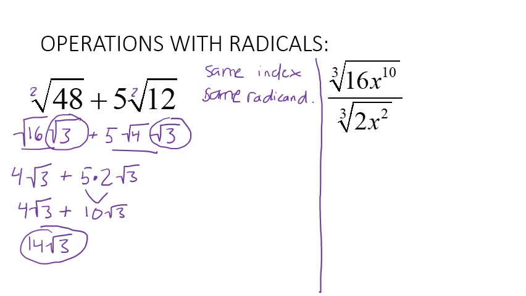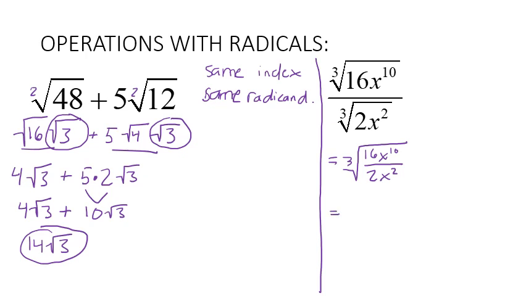Okay, when we're dividing, we can squeeze these together if the index is the same. Since they are both an index of 3, I can push them underneath the same radical symbol. So I'm now going to have just a fraction inside of my root symbol. On the top I have 16x to the 10th over 2x squared. And now I can start to simplify that.